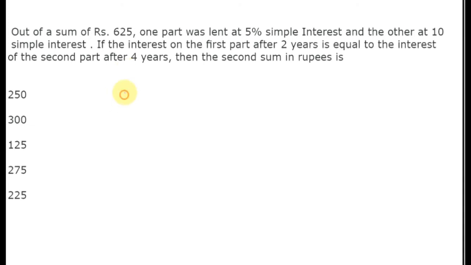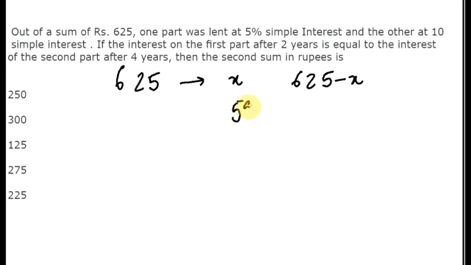Now what you do here is, you'll divide the 625 into two parts. Let's say the first part is x, the next part is 625 minus x. You will say that the first part goes at 5% per annum and the other part goes at 10% per annum. The first part, however, goes for 2 years only, and the second part goes for 4 years. You have all the values here. You have P here, you have R here, you have N here.